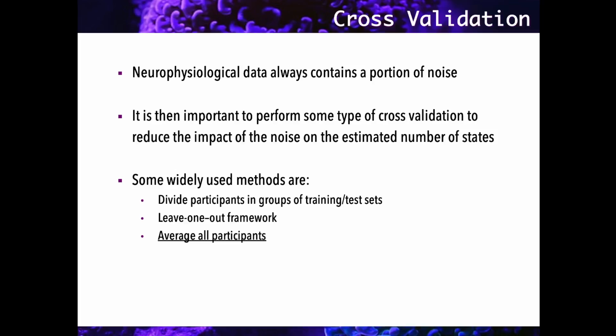And then there's an option where we just average the data from all our participants before applying the model. This method actually seems to be the one that guarantees us to find the best number of states that might explain our data, because if we're averaging across all participants, we are probably removing the biggest portion of noise and maintaining the part of the data that is consistent across participants.